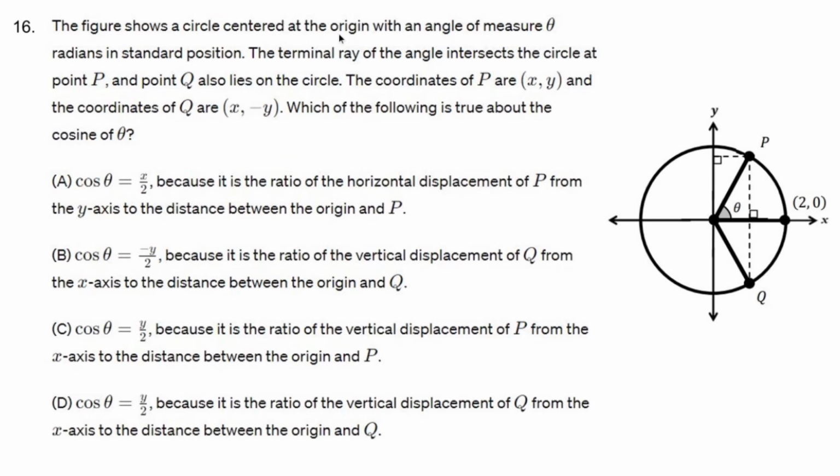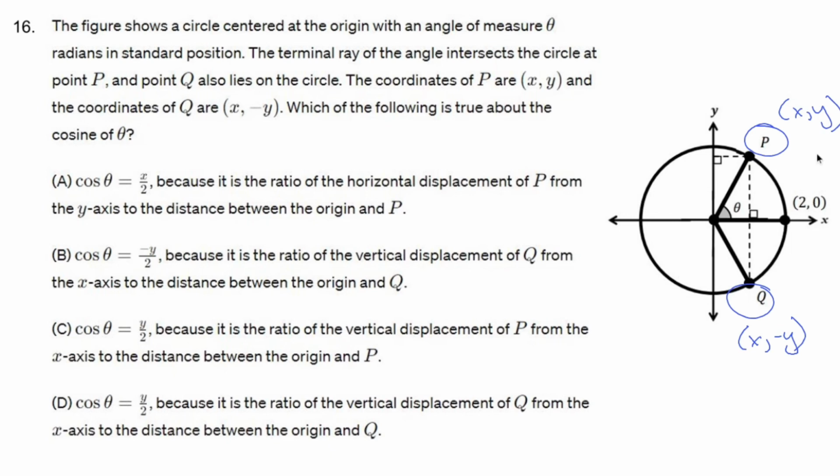Suppose a circle centered at the origin with an angle measure theta radians in standard position. The terminal ray of the angle intersects the circle at point P. Q also lies on the circle. The coordinates of P are x and y. The coordinates of Q are x and negative y. Which of the following is true about the cosine of theta?